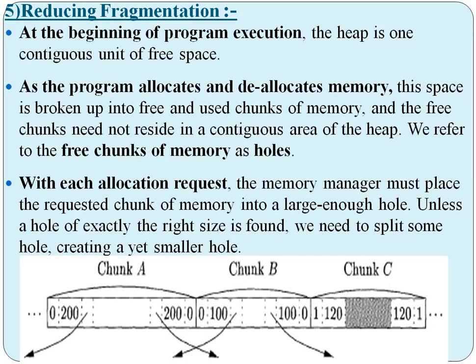Next, the last one, reducing fragmentation. Fragmentation means division. Usually the device is split into blocks, fragments, chunks, or pieces. So this topic is related to that. At the beginning of program execution, the heap memory is one contiguous unit of free space. Contiguous means continuous.